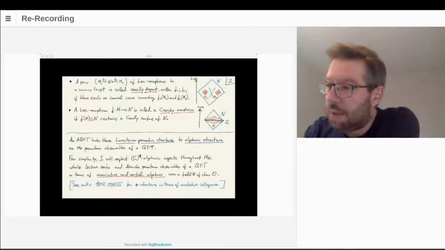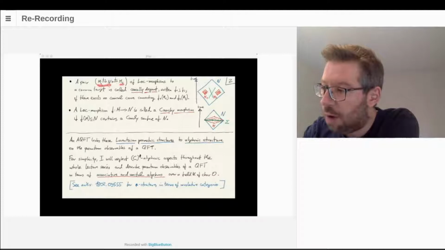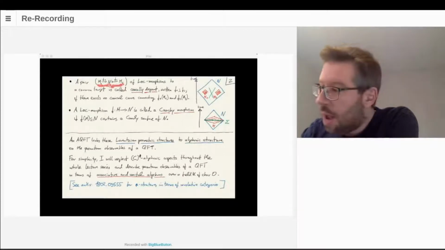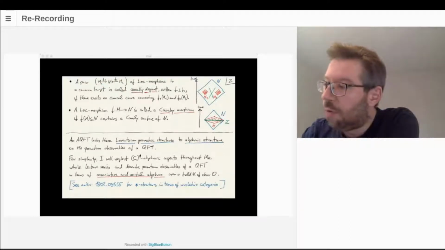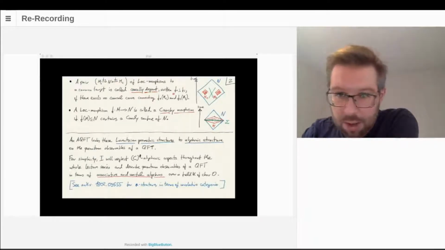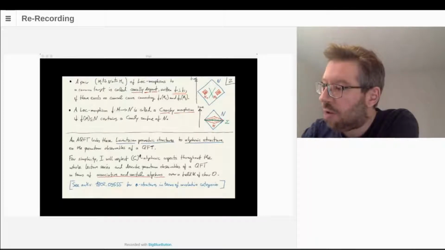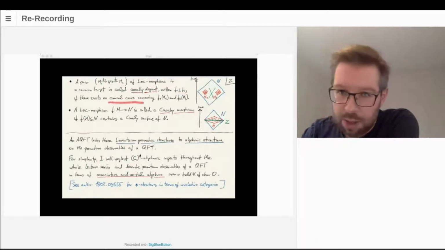So I consider a pair from M1 to N and from M2 to N. So these are two morphisms, F1 and F2. And I say that these morphisms are causally disjoint, which I write with this orthogonality symbol, if there exists no causal curve connecting the images.